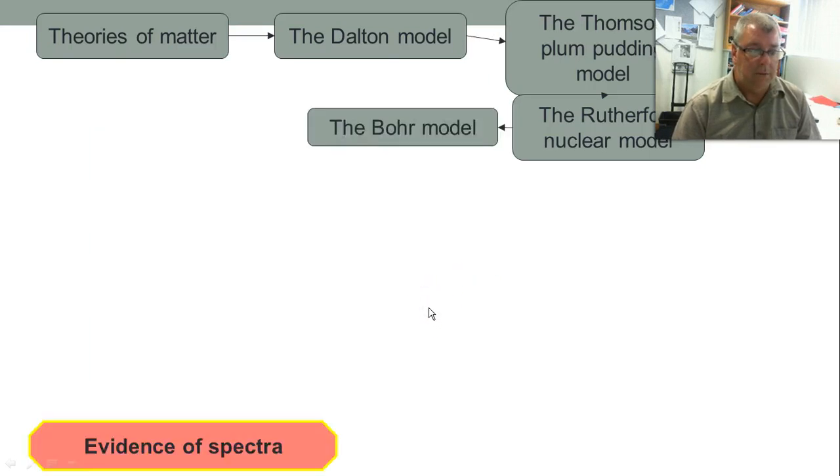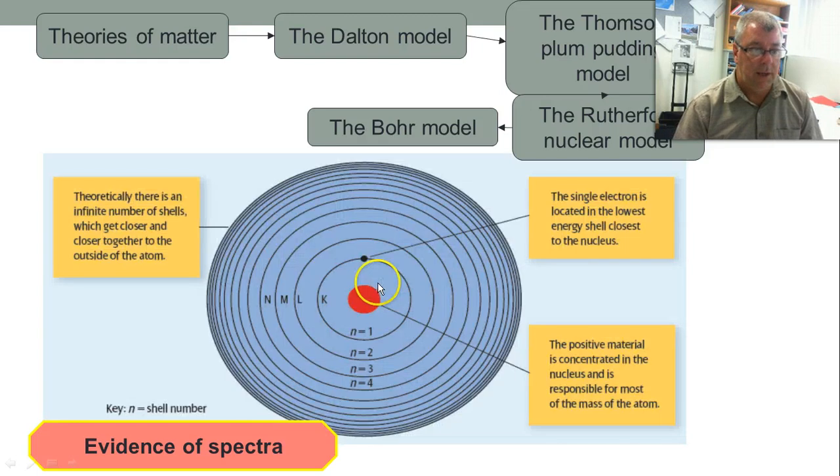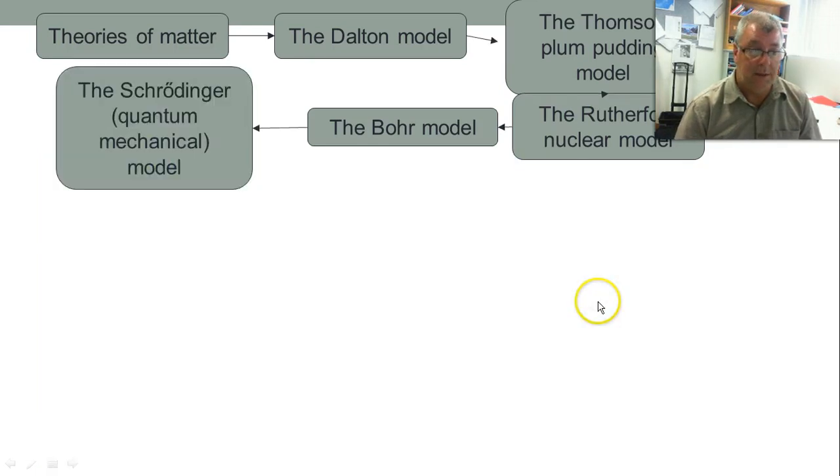The Bohr model, looking at spectra. Spectra are the lines that you get when you excite a gas and you look at it, and you can see light of certain wavelengths coming off. And it gets more complicated because the electrons are in all these shells, and the shells have different energies, so it gets much more complicated.